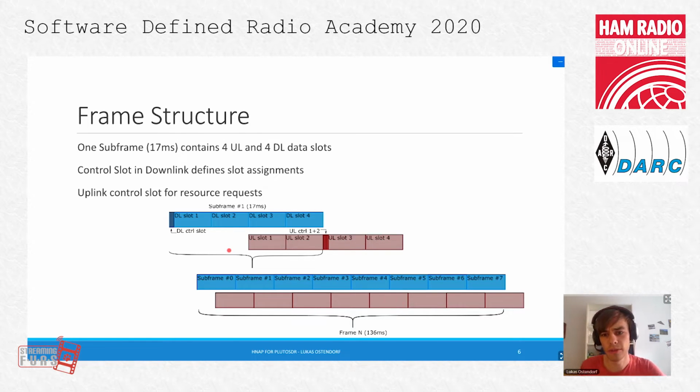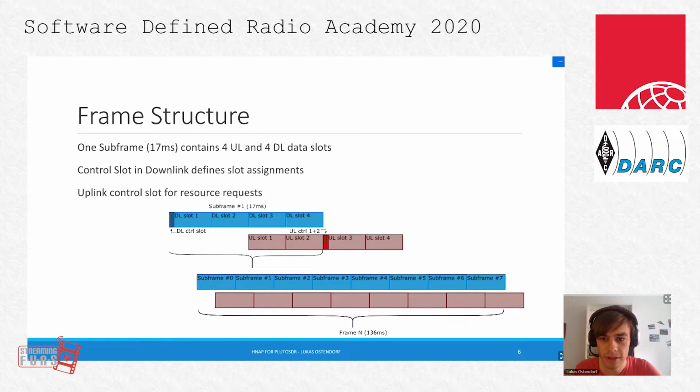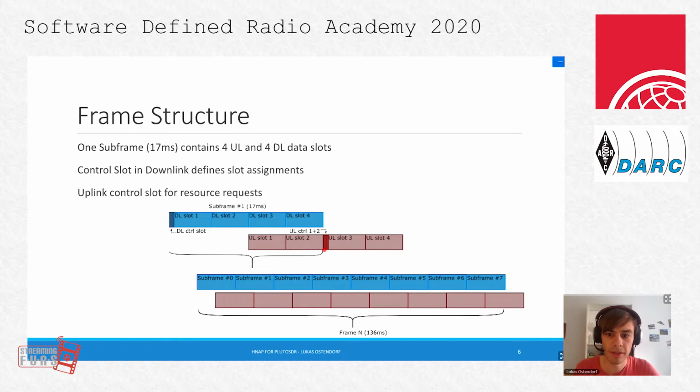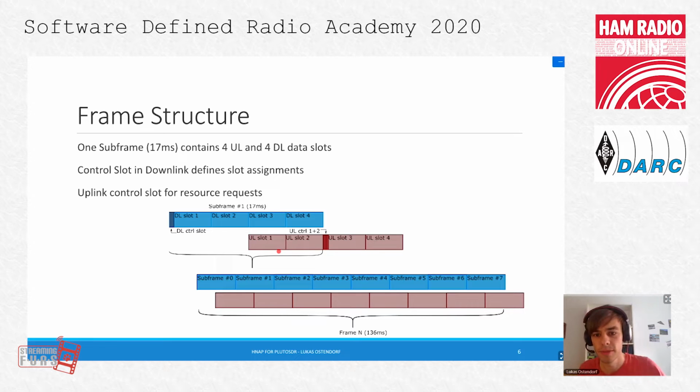Furthermore, we have one uplink control slot here. These slots are required because we have a request-grant system in the uplink. So every client first has to request some transmission using this control slot, and then the base station will assign the larger data slots to the clients so that they can transmit their data.